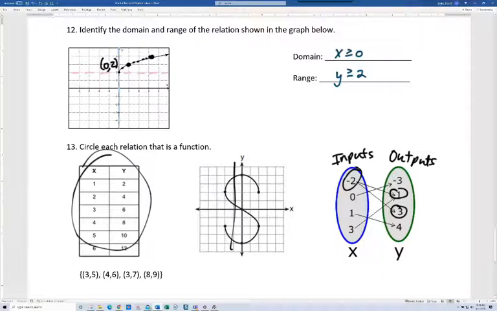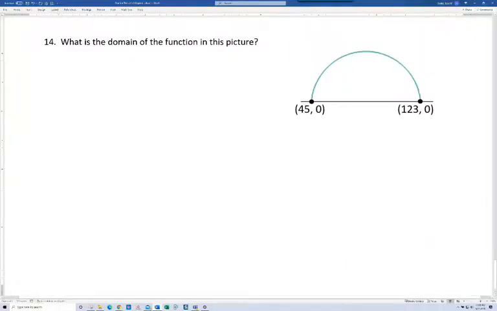And in fact, if you look at this last one here, I'm not going to circle that one either, because look here, 3 has 2 different outputs, 5 and 7. And so this is not a function. All right, we have one more problem. It says, what is the domain of the function in this picture? I think the hardest part of this one might be actually writing it down.